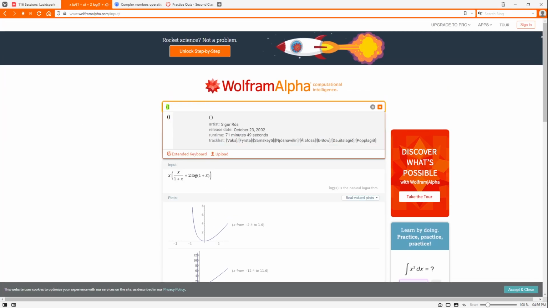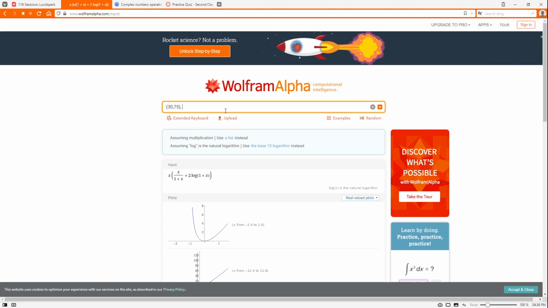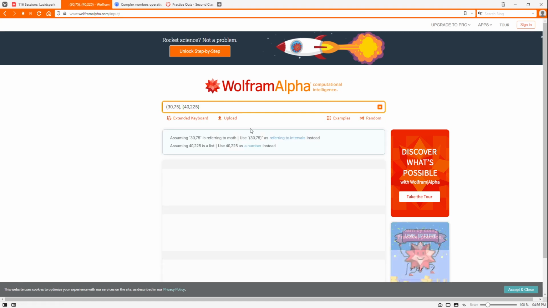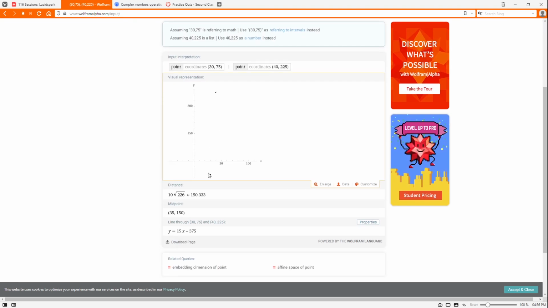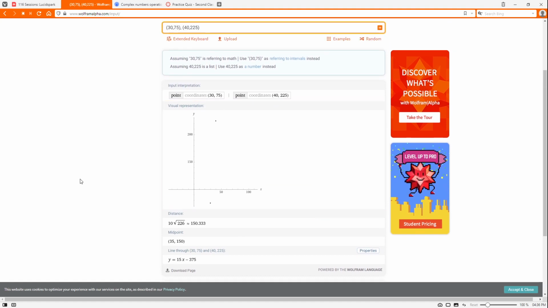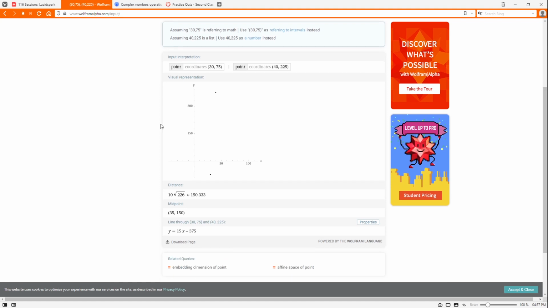Let me get this up so I can get the numbers. There we go. We are looking at the position 30, 75 and the position 40, 225. We put that in, and it will graph it for us. There we go, we have this graph. We're trying to find the x when the height, the y, is 150. Coincidentally, that is the midpoint, so it just tells us it's 35.